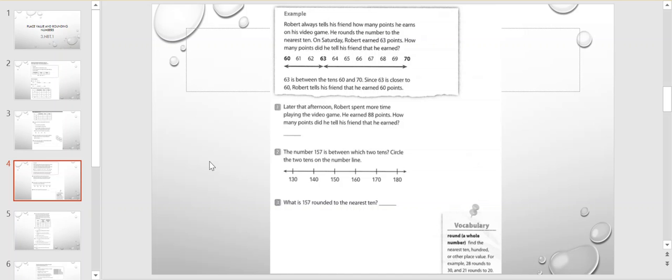Number 2, the number 157 is between which 2 tens? Circle the 2 tens on the number line. So think to yourself, if I were at the tens place, I would underline the 5. What 2 tens am I trying to decide? Am I trying to decide between 130, 140, 150, 160, 170, 180? Where does 157 fall?